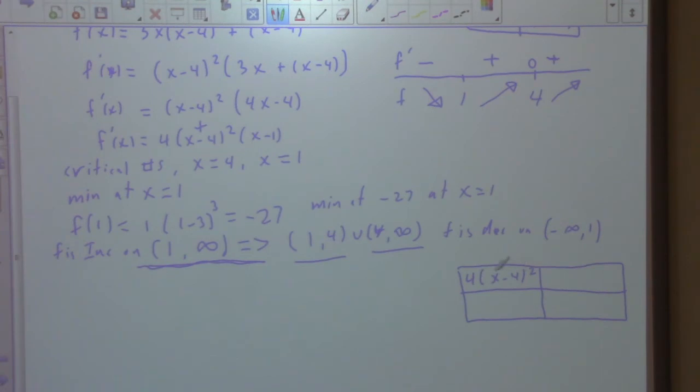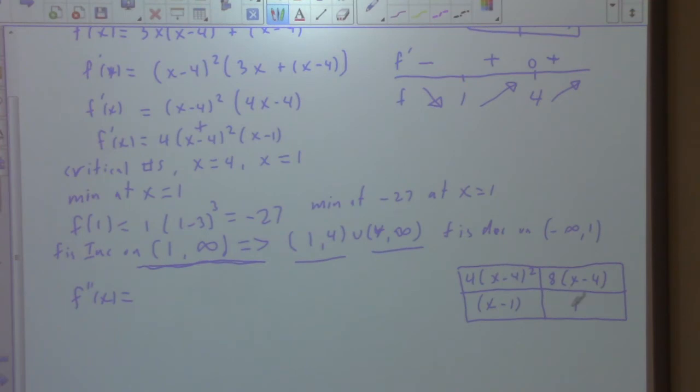What's our first derivative of this? 8x minus 4 times x minus 4. And now we can take the derivative of this guy here. The original is going to be x minus 1, and what's the derivative of that? 1. The derivative is 1.